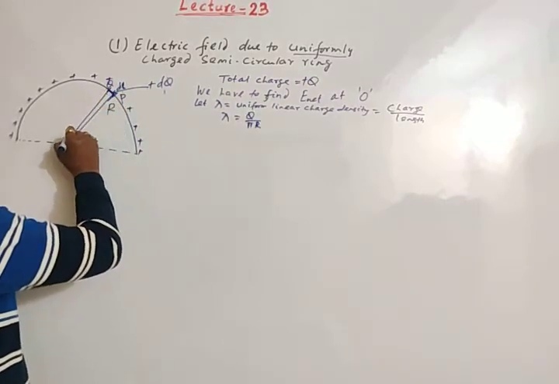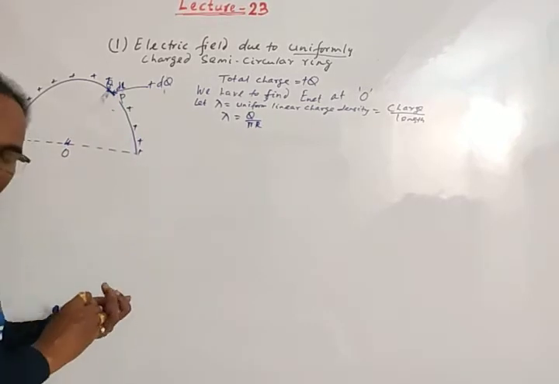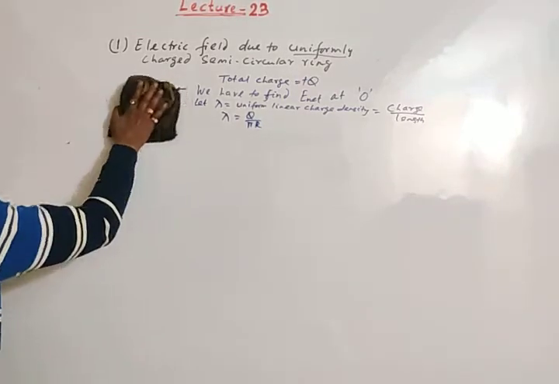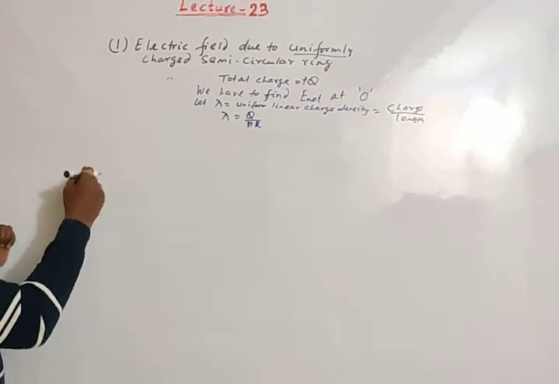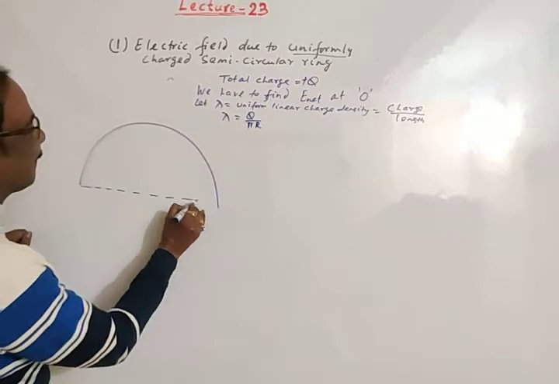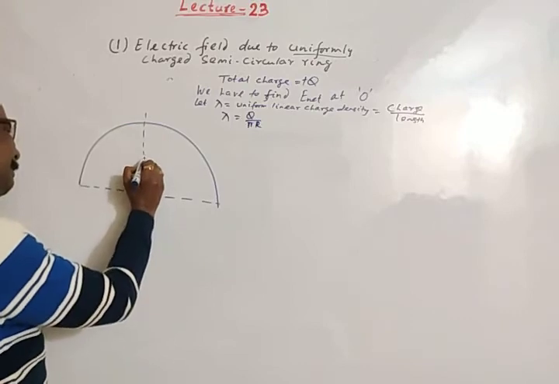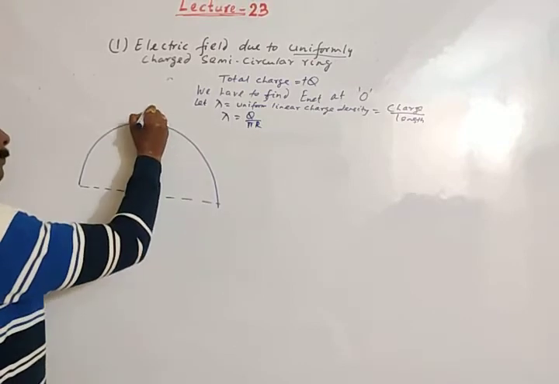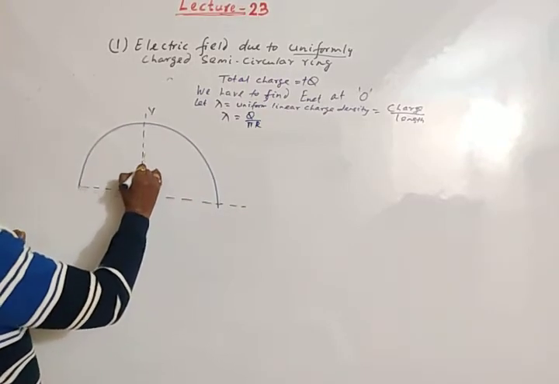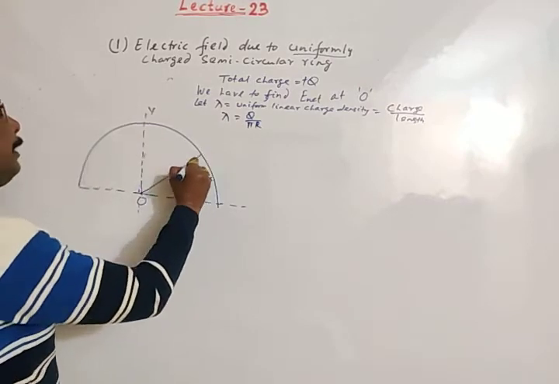Then join from P to Q. I am making the diagram to some extent larger, which will be helpful for your clear understanding. This is the semicircular ring. Let's take this is y-axis and this is along x-axis. This is center of the ring, this point is O. Radius of the ring is R.